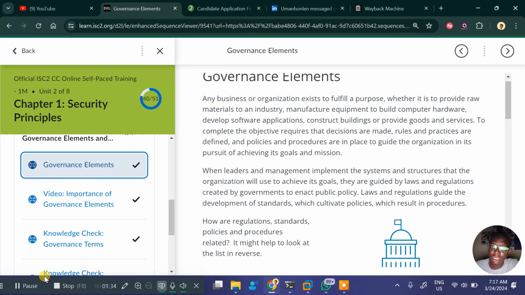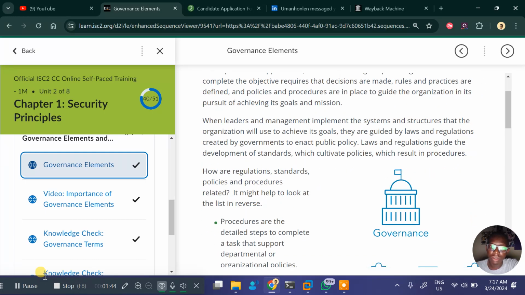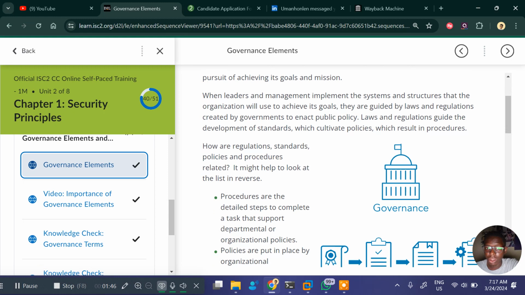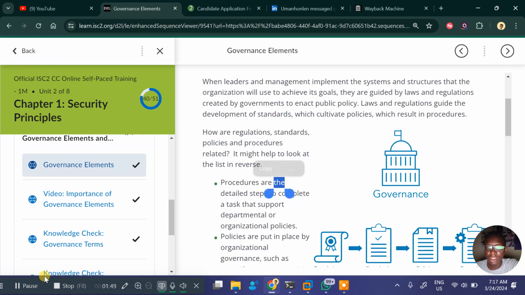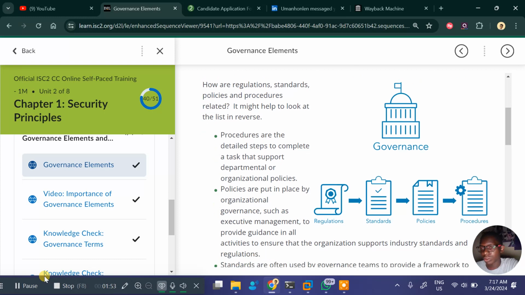So basically, what happens with governance is there are just so many elements to it. And some elements you would see are regulations, you have standards, you have policies, and then you have procedures. It's necessary you understand the difference between policies, procedures, and all of that. Procedures are just the rules within the organization that tell you what you are supposed to do, or rather how you are supposed to do something. They tell you the steps you're supposed to take. It's procedural steps. Step 1, step 2, step 3, step 4.